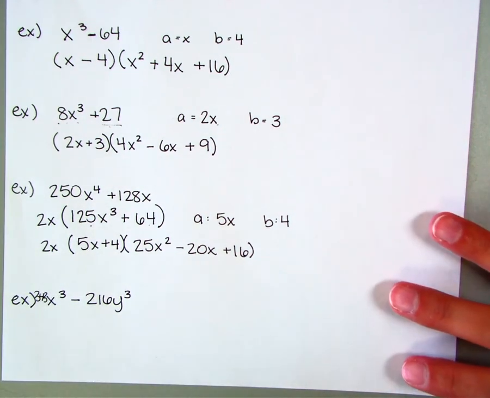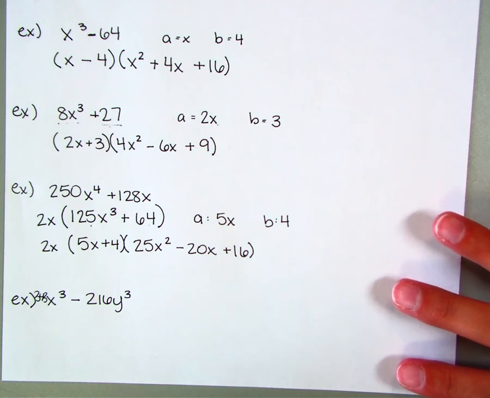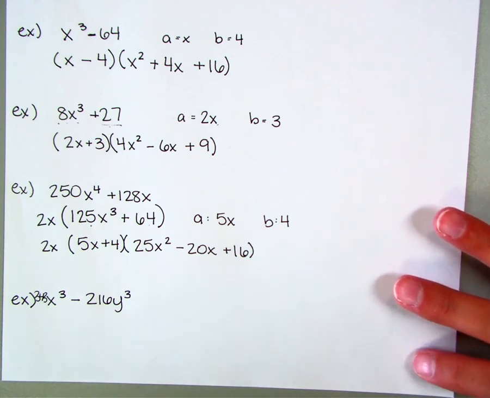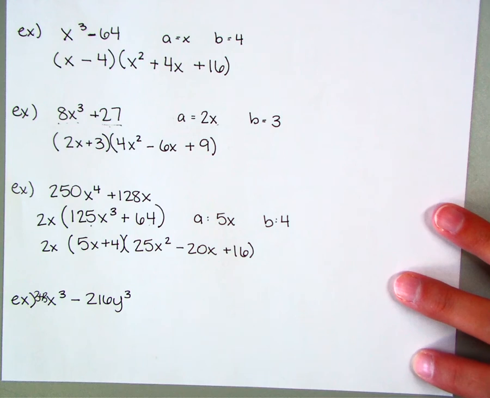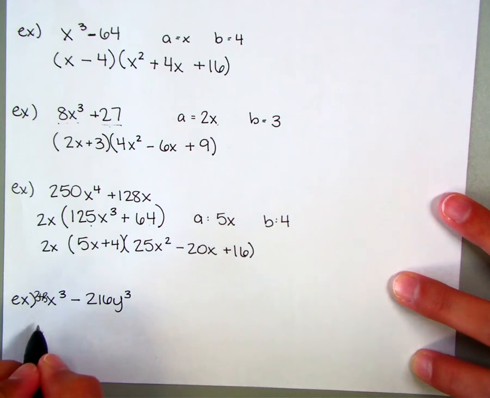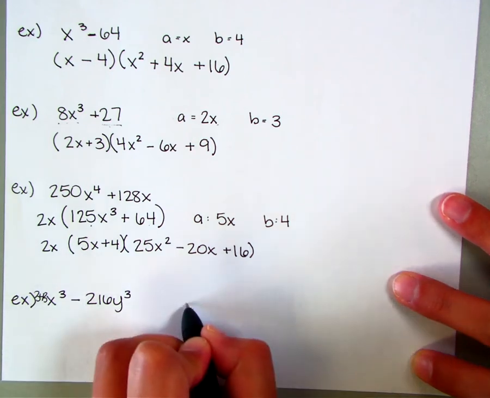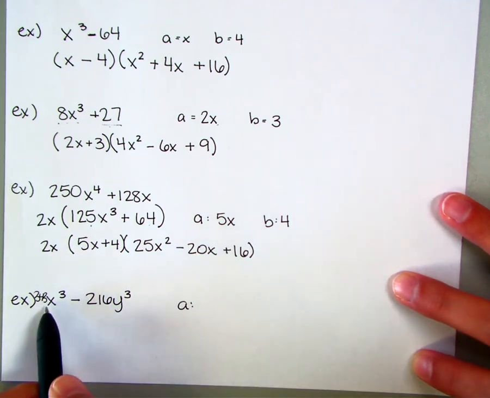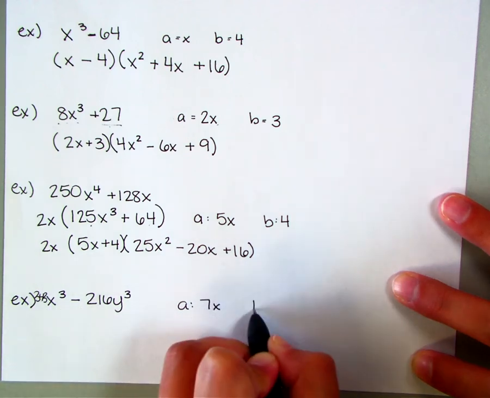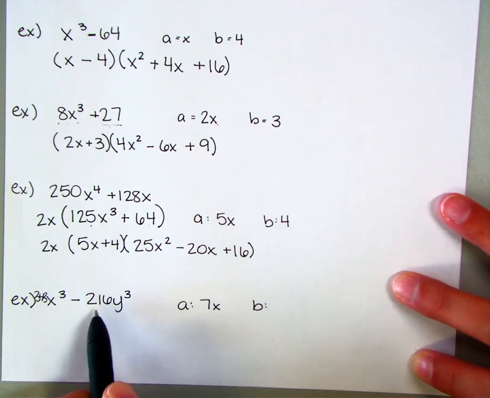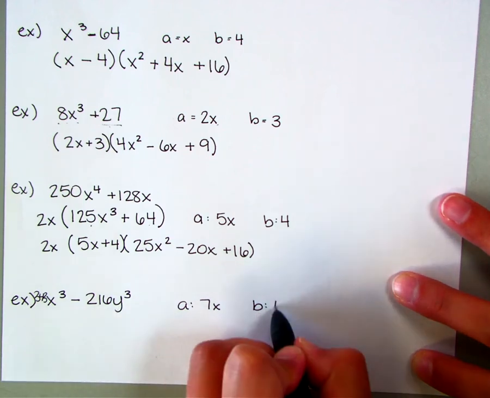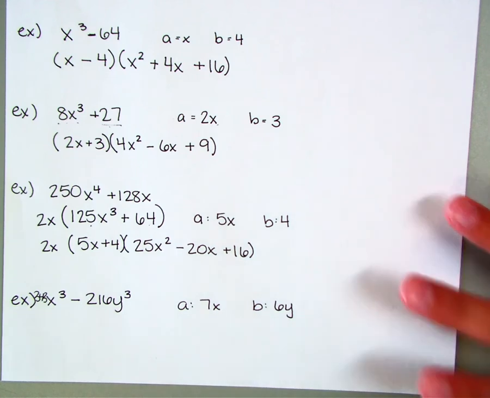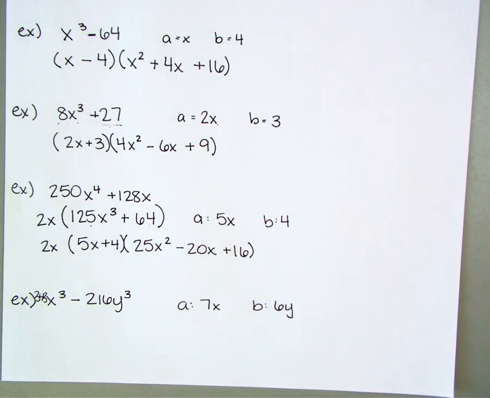So 343 is a perfect cube. 216, believe it or not, is also a perfect cube. And both of my exponents are divisible by 3. And if we continue there, we'll just continue the same way. So a, the cube root of 343x cubed, is 7x. And then the cube root of 216y cubed, that's a perfect cube using 6. And so now we've got variables in both of them, but it functions the same way.